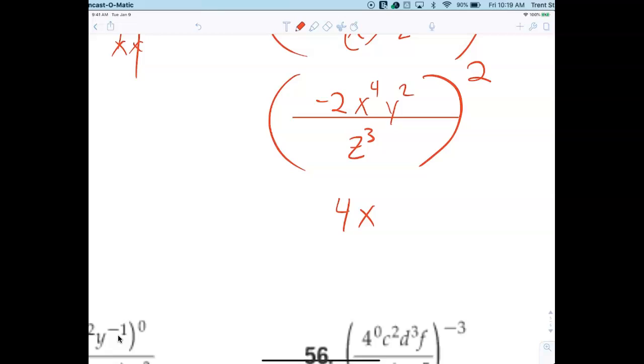What's the rule? 4 times 4 is 16. Yeah, that's not the rule. What is it? Multiply. Power to power, you multiply. What is 4 times 2? There you go. Come on. Y to the what? Over z to the... Yeah, you just need more practice.